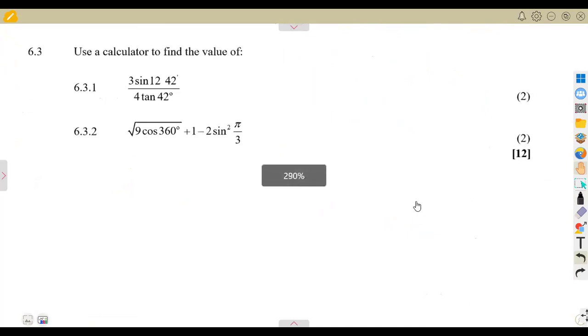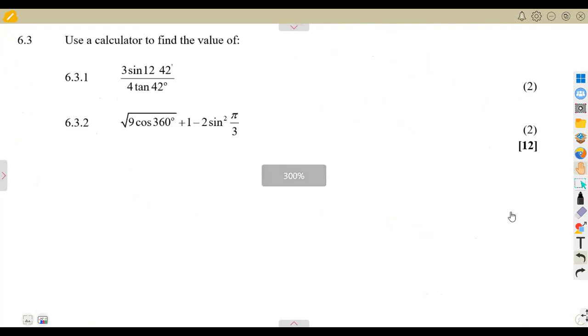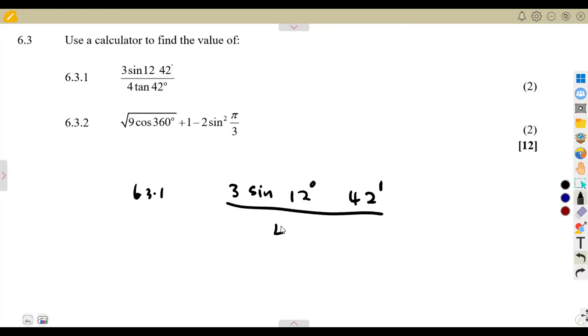6.3, it was a continuation that you're given. Use the calculator to simplify this. Okay? That is 6.31, 3 sine 12. This is supposed to be 12 degrees. All right. Then we have got 42 minutes. So these are minutes. So this 12 represents degrees. Okay. Then we have got 4 tan 42 degrees.